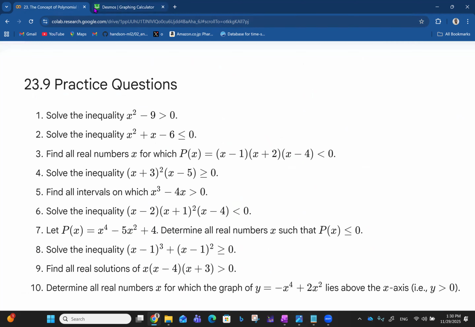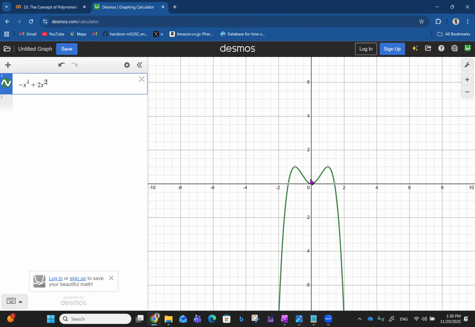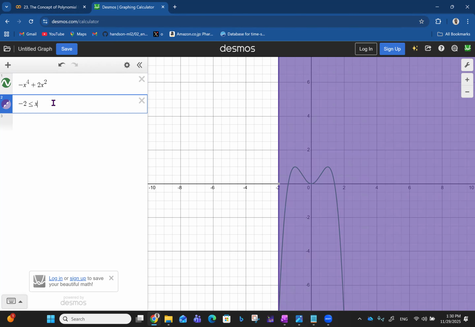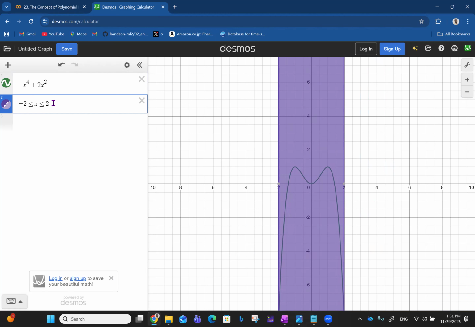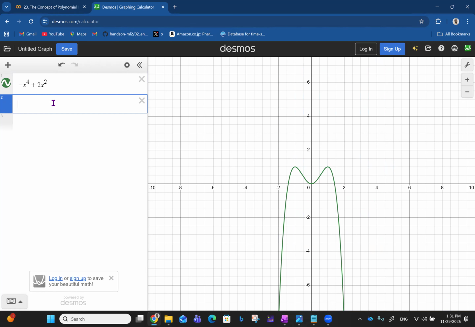So we see here that there are two... how do I put this? I'm trying to see. So this should be like minus 2 less than or equal to x less than or equal to 2. Okay, that doesn't work. Everything is still involved. So we have to do it in portions.